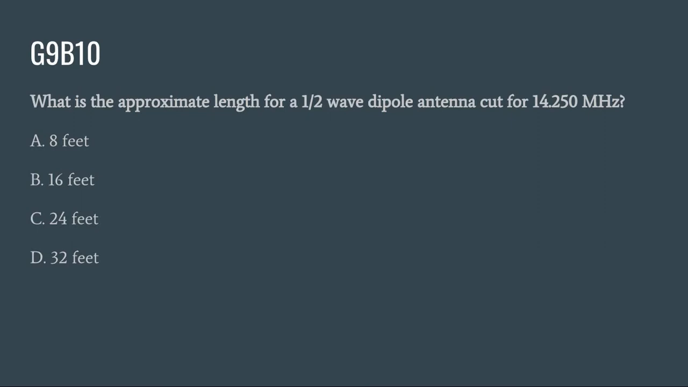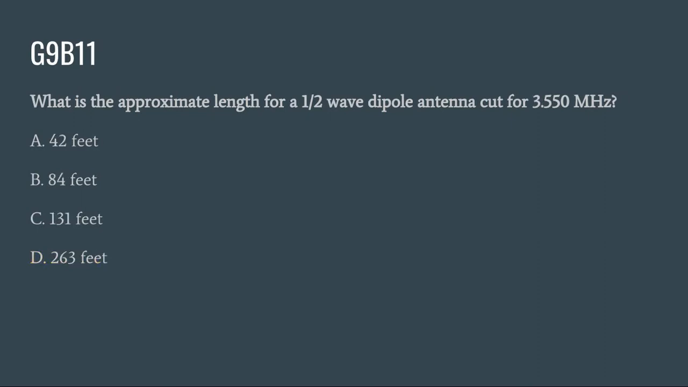G9B10, what is the approximate length of a half-wave dipole antenna cut to 14.250 MHz? A, 8 feet. B, 16 feet. C, 24 feet. Or D, 32 feet. Correct answer here, D, 32 feet.